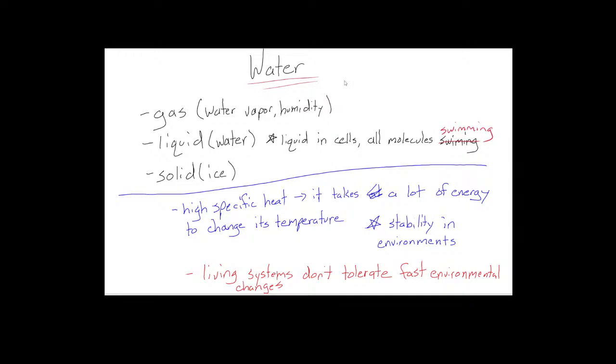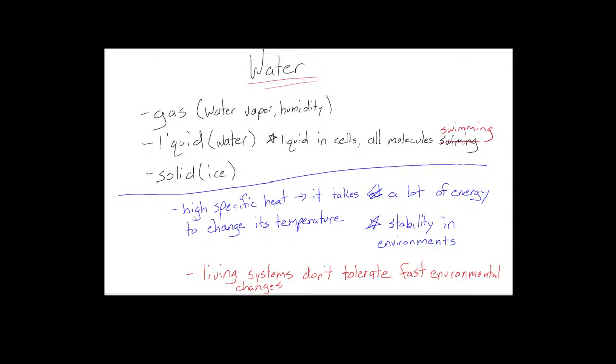So a couple of things to know about water. It can be a gas, a liquid, or a solid. In the gas form, it's water vapor, or you could say humidity. As a liquid, we just call it straight up water. And when it's a solid, it's ice. Now the liquid form is important because that's typically what you'd find in cells, and all molecules that we've been discussing and will discuss are basically swimming in water. So you've got to think about the properties of water and how your molecules will interact with the water.